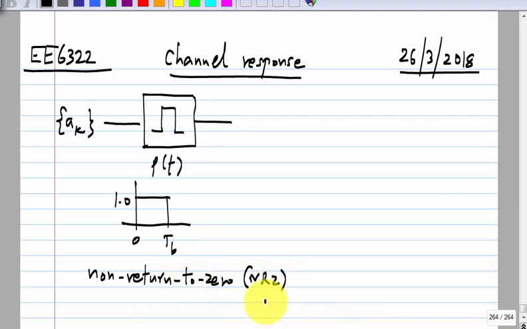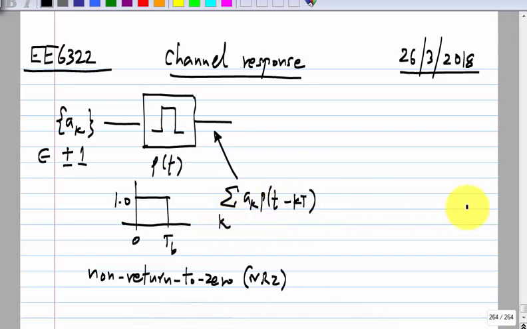Or NRZ signaling. I'll assume the data is binary. It's either plus or minus 1. So you take this pulse or it's negative and then transmit it based on the symbols. At this point you would get that, right? The symbols multiplied by p. And there will be some absolute amplitude. I have chosen one here, but the voltage level can be a few hundred millivolts typically.